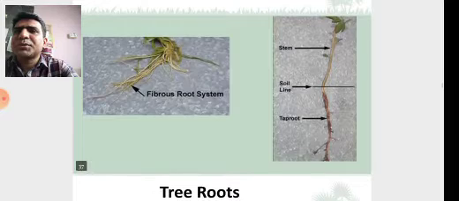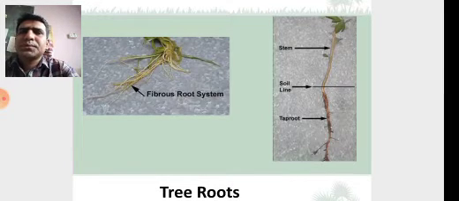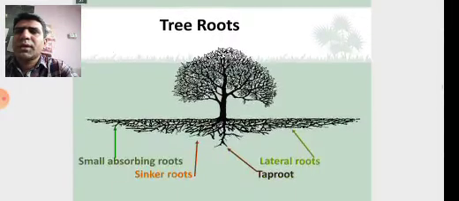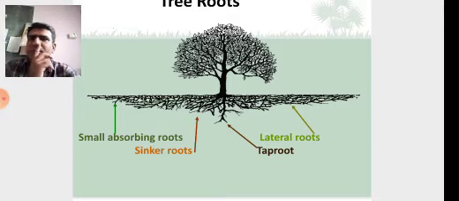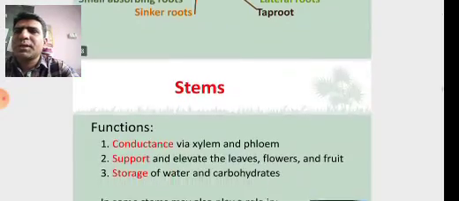See the fibrous roots, the structure of fibrous roots, and tap roots in the diagram on the right-hand side. The trees: see the small absorbing roots, sinker roots, tap roots, and there are lateral roots. Lateral roots also consist of small absorbing roots. So these are helpful in the absorption of nutrients and water.